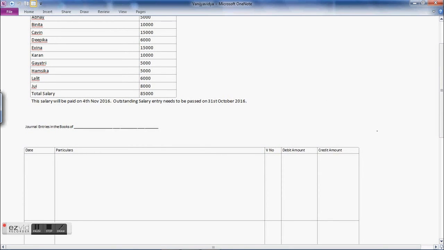Now let's see how to pass a salary payable entry. What are the two accounts affected? One is we need to record an expense, salary, so one is the salary account. The next account is the salary payable account.